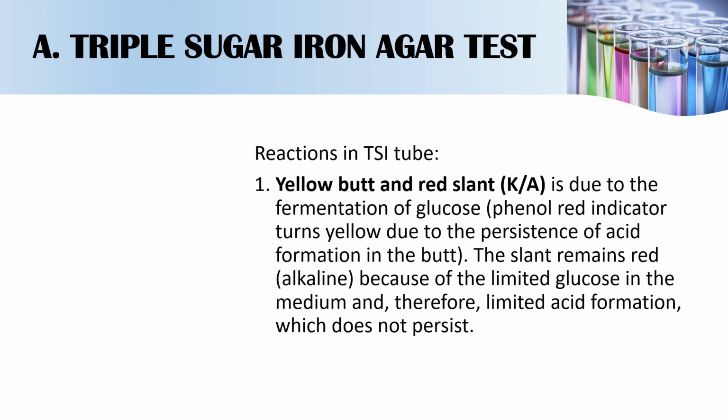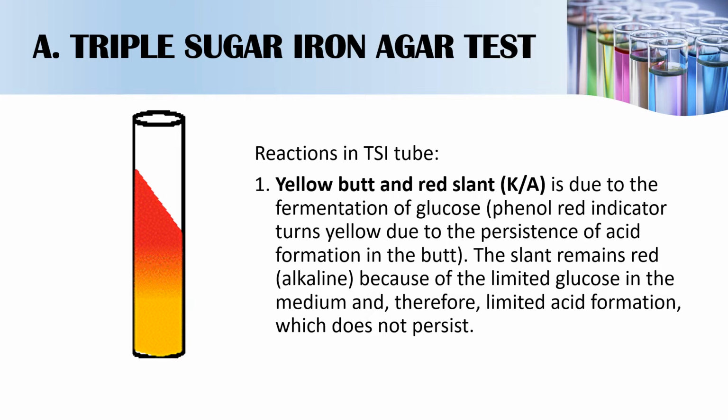So we have a yellow butt and a red slant. It is written as K over A. The numerator refers to the slant and the denominator refers to the butt. This reaction is due to the fermentation of glucose, in which the phenol red indicator turns yellow due to the persistence of acid formation in the butt.